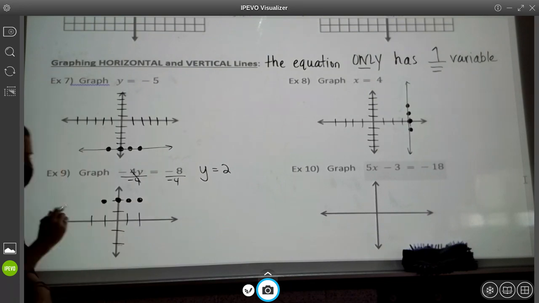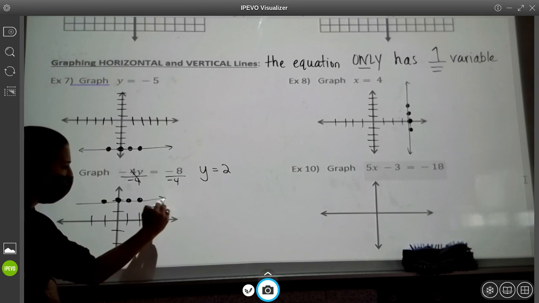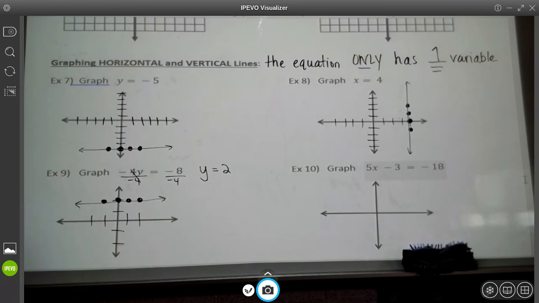So y is always going to be going horizontal. If it's y equals, what I like to think of it is it goes through the y-axis. And then when it's x, it'll be vertical, it'll go through the x-axis, okay?